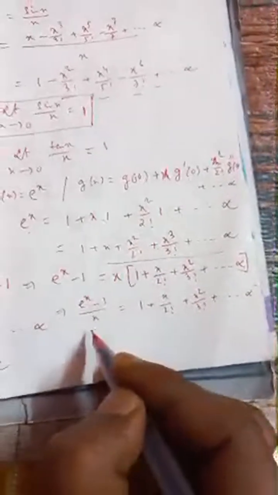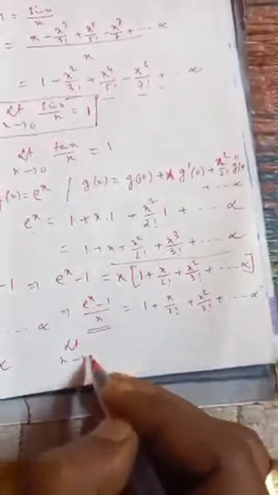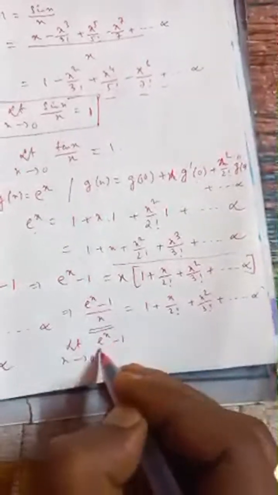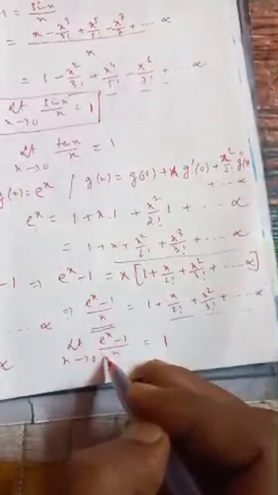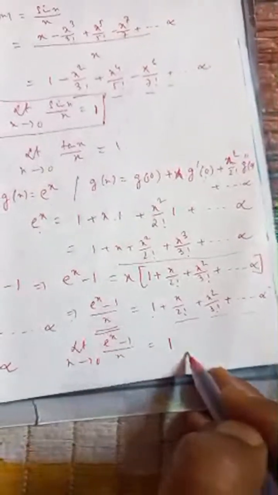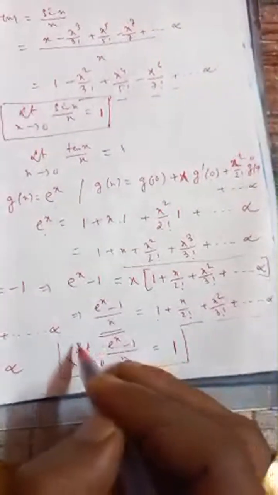Now on this function, if we take the limit where x tends to 0 of e to the power x minus 1 by x, we can see that at the limit point where x tends to 0, all these values will be equal to 0 other than 1. So this function's limiting value at the point 0 is 1. So these are very important formulas also to solve many problems related to differential calculus.